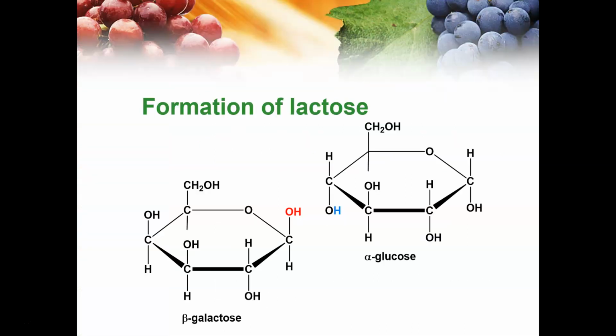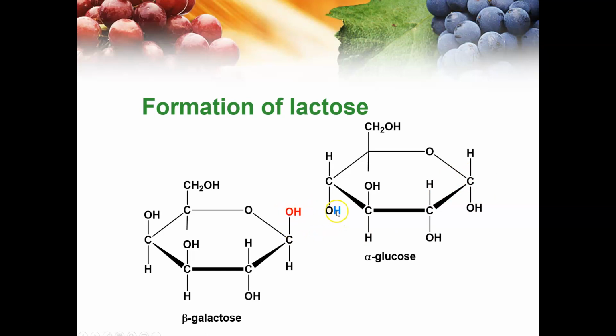So let's look at how we form lactose. Lactose is made up of galactose and glucose. Over here on the left, I drew beta galactose. I drew its ring in the closed configuration, and notice that the OH is above the plane of the ring. So this is beta galactose. And here is alpha glucose, in the alpha configuration.